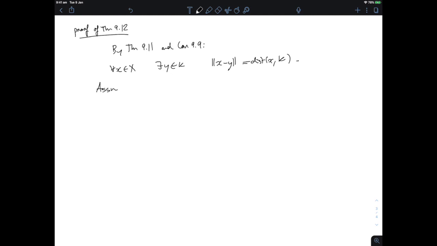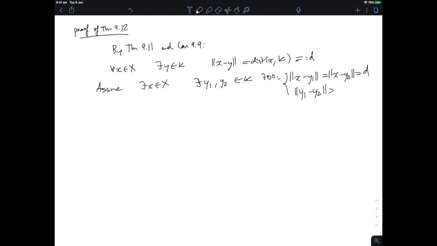So we assume that there exist two such y. So we fix an x, and then we have two points, y1 and y2, such that the norm of x minus y1 is the same thing as the norm of x minus y2, which is this distance. Let's call that d. And in the meantime, y1 minus y2 is non-zero. So let's say there exists an epsilon such that the norm of y1 minus y2 is greater than epsilon.